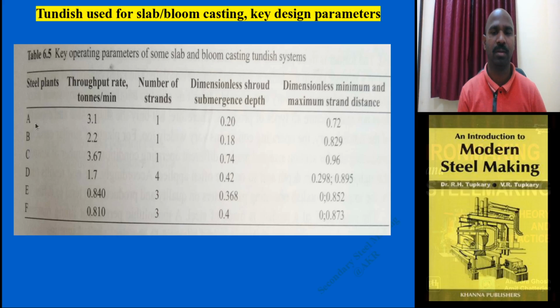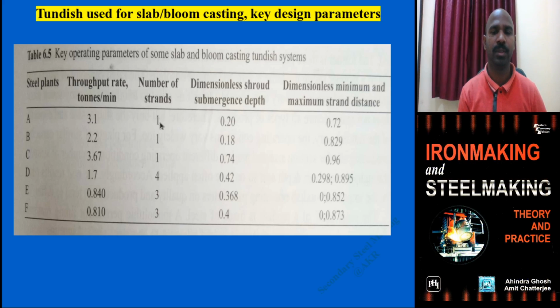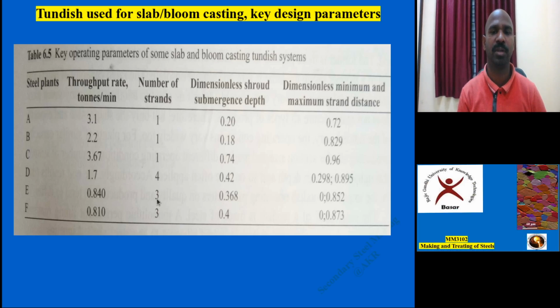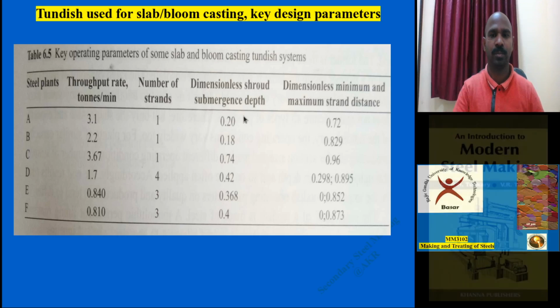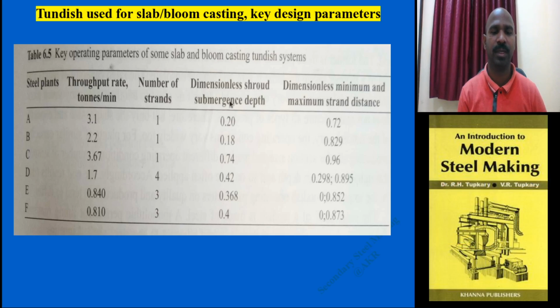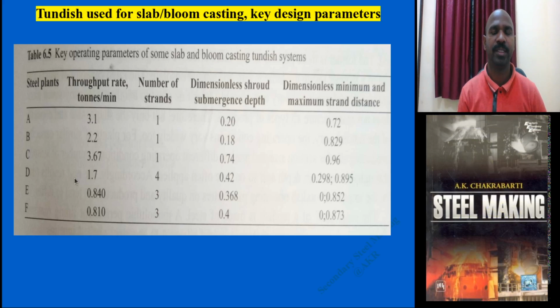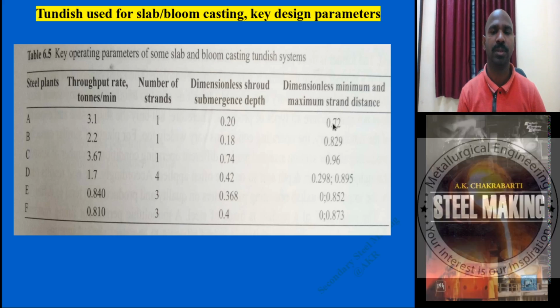Number of strands: when a single strand and single mold is used, what is the situation, and for 4 strands a kind of delta shape, for 3 strands a kind of T-shaped tundish is used. Slip depth is mainly maintained at 1 foot constant, which is called the submerged depth into the mold, and the strand distance, from one strand nozzle to another, is maintained differently from plant to plant.